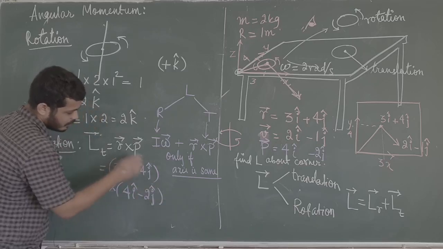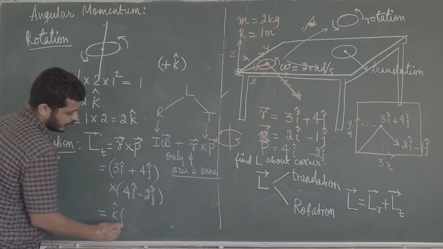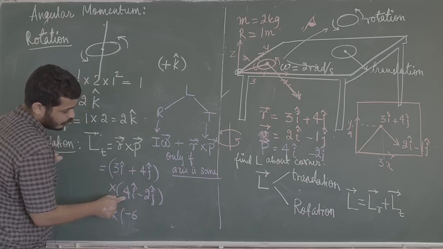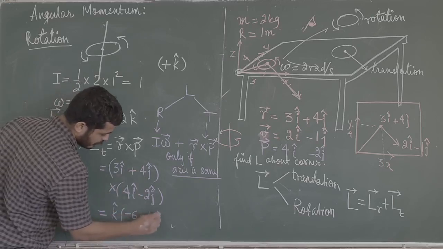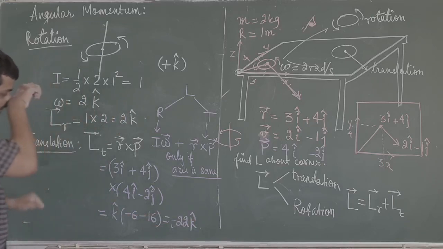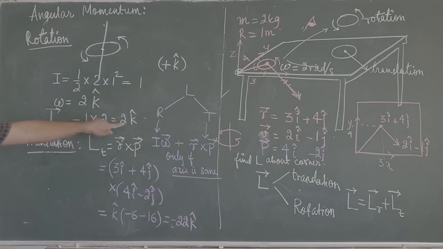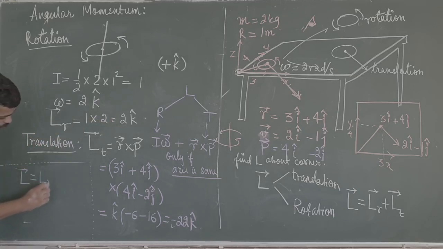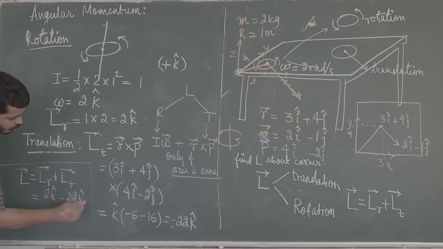So we have already done this thing once with matrices. We know that our answer will only be in the terms of k cap. So what will we get? 3 times minus 2, which is equal to minus 6, minus 4 times 4, which is equal to 16. So you will get 16 and 6, you will get minus 22 k cap. So your value will be minus 22 k cap because of translation, and it will be equal to 2 k cap because of rotation. So over here, I'm going to write it over here. What is the total angular momentum you'll get? L net is equal to L rotation plus L translation. So how much is that? L rotation is 2 k cap. L translation is minus 22 k cap. So the total angular momentum is equal to minus 20 k cap.